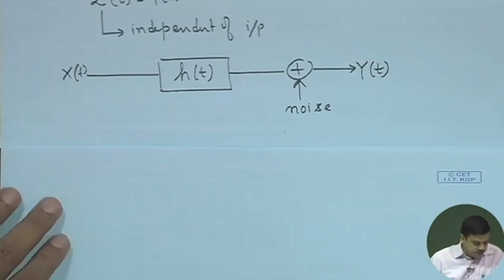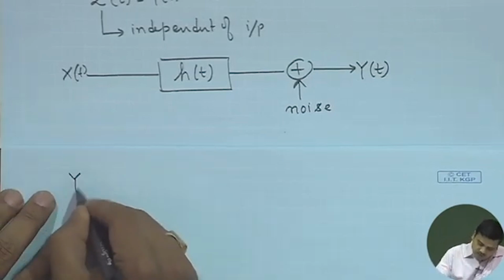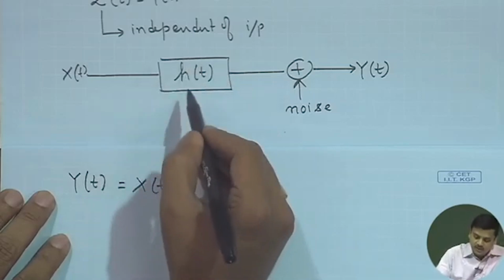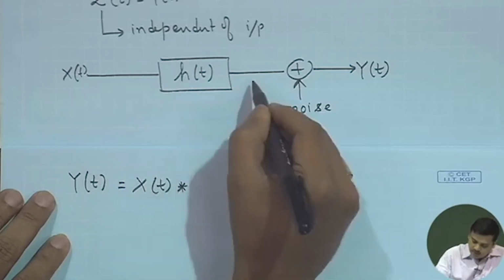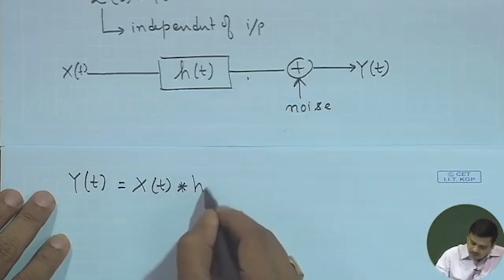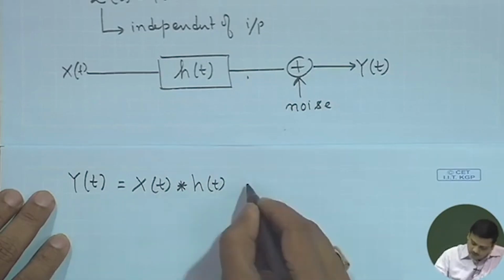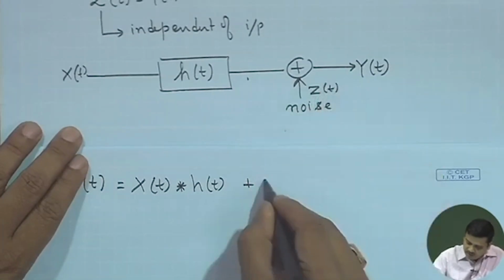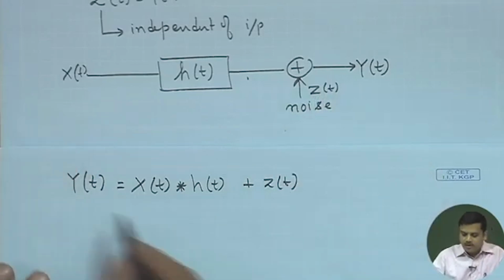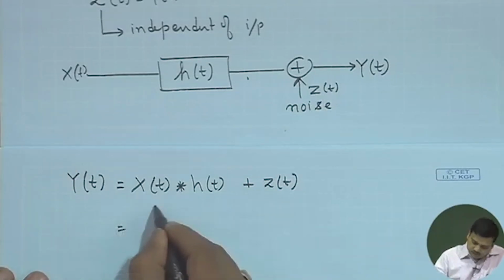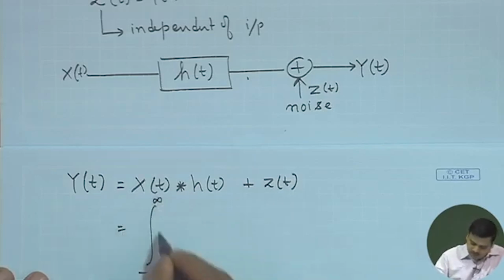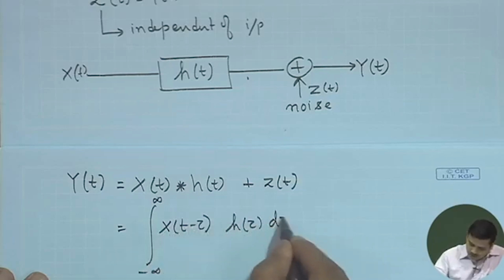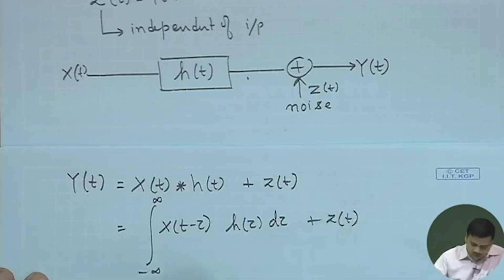In these kinds of systems you could write that y of t is equal to x of t convolved with h of t, since this is a filter with an impulse response, followed by the addition of noise, which is z of t as we have identified. So, this is the model, which you could write as the integral from minus infinity to infinity of x of t minus tau, h of tau, d tau, plus z of t.